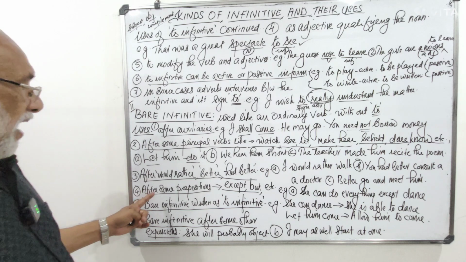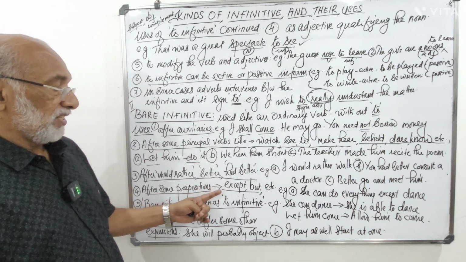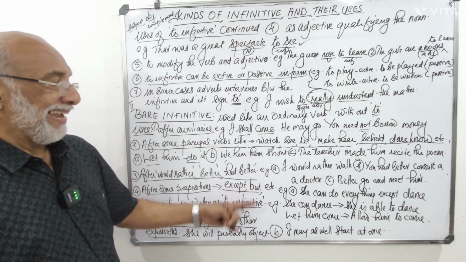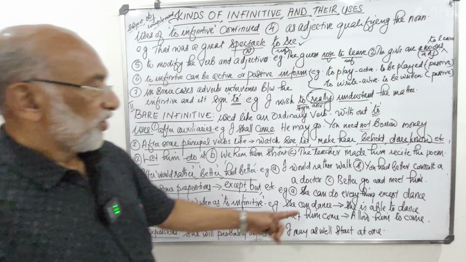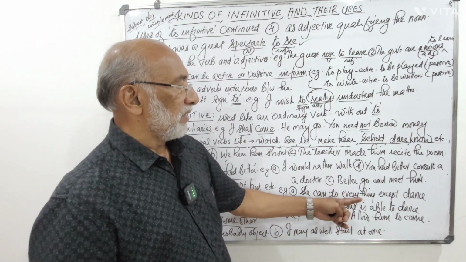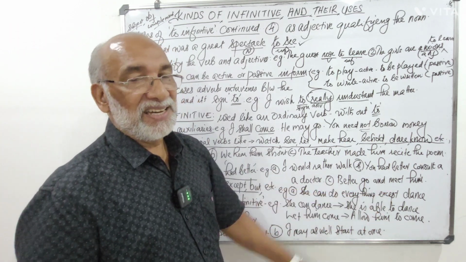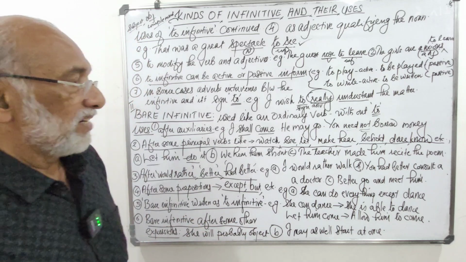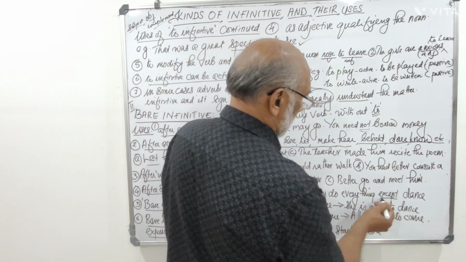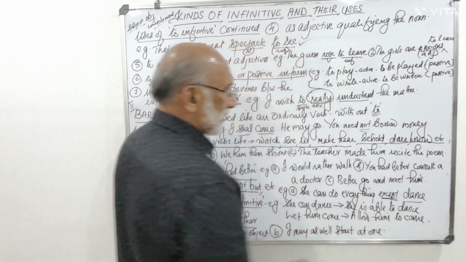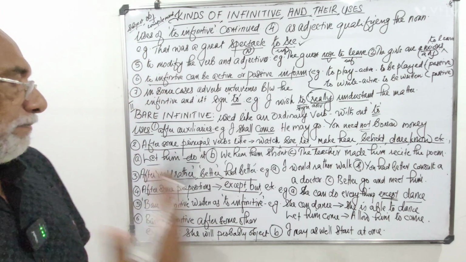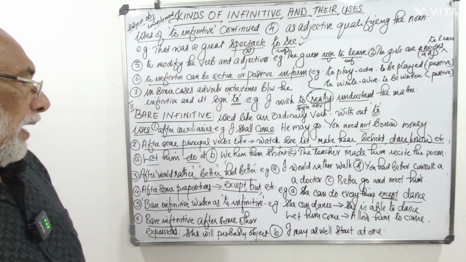And the fourth one, after some prepositions like except, but, etc. See the example. She can do everything except dance, not except to dance. So except is the preposition here, except dance. We don't say except to dance.